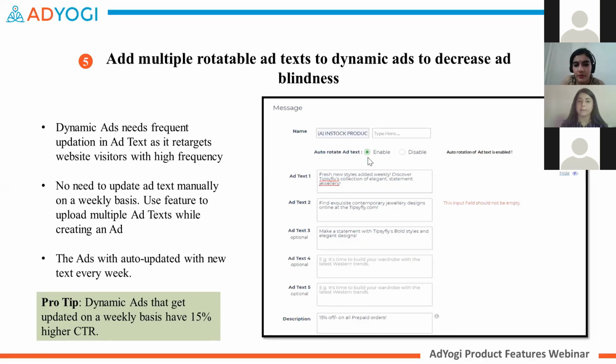As you can see here, we have boxes for 5 ad texts, each of which you can enter. And the first 2 here are compulsory, the rest are optional. Once you enter the 5 ad texts, you hit save on the ad, and what our platform does is that every week it automatically shuffles the ad text from the ad, picking from the 5 ad texts that you have provided in advance. Dynamic ads that get updated on a weekly basis have a higher CTR percentage by about 15%.